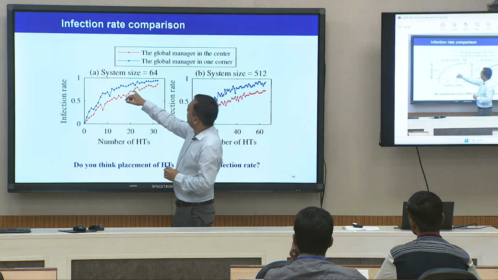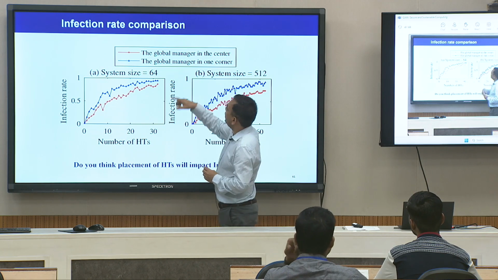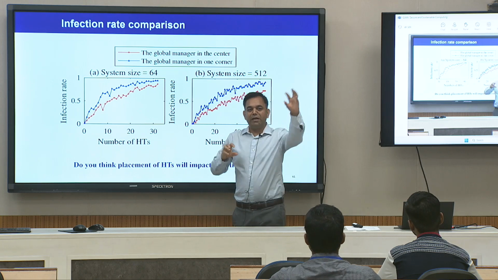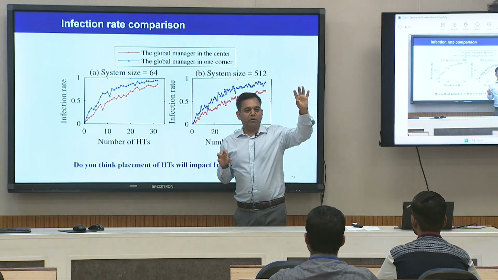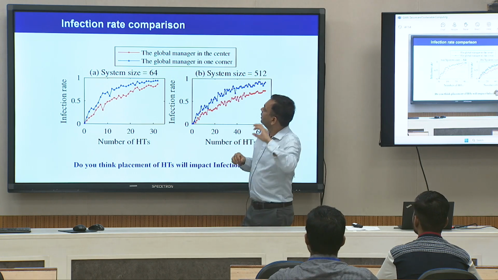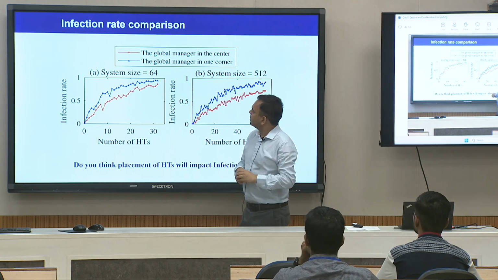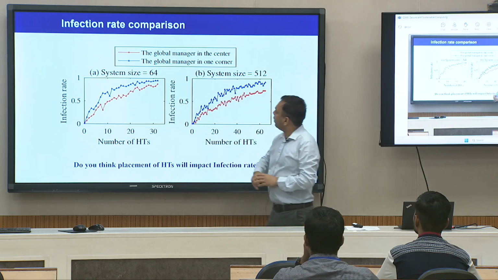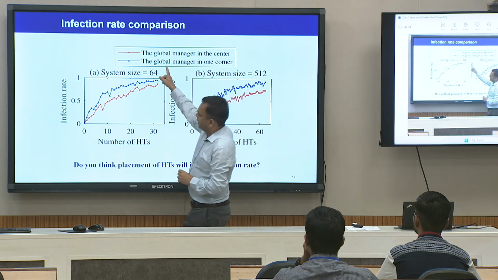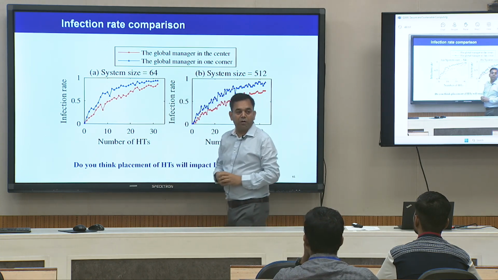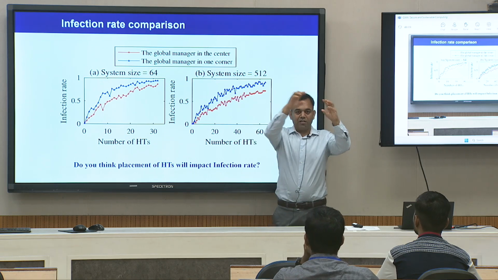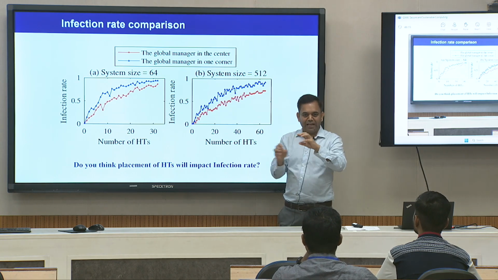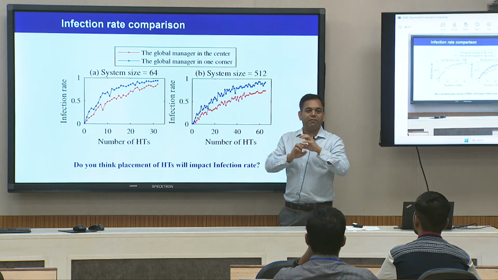And here there are two plots. In one, the global manager is in the center. We saw the manager was at one corner and the request was going from another corner, but the global manager can be in one corner or in the center as well. If the global manager is in one corner, the blue line, the infection rate will be more because the request has to travel a lot. But if it is in the middle, the infection rate will be less, because the request can reach the global manager much faster.